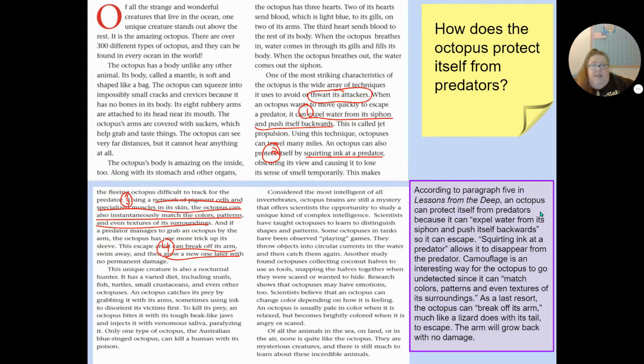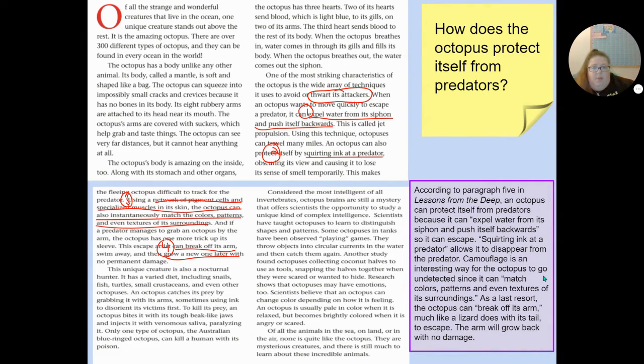An octopus can protect itself from predators because it can, and look how I quote the text, expel water from its siphon and push itself backwards so it can escape. Expel water from its siphon and push itself backwards. My words were so it can escape. Okay? All right? Then, squirting ink at the predator allows it to disappear from the predator. Okay? Squirting ink at the predator. That's the author's words. I put it in quotes. All right? The rest of it is my words.